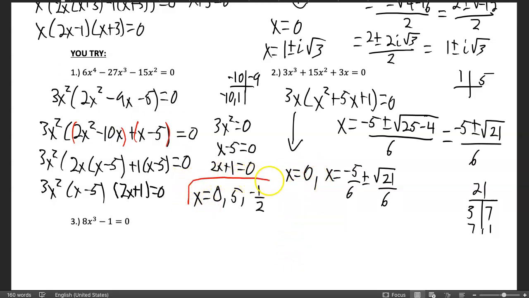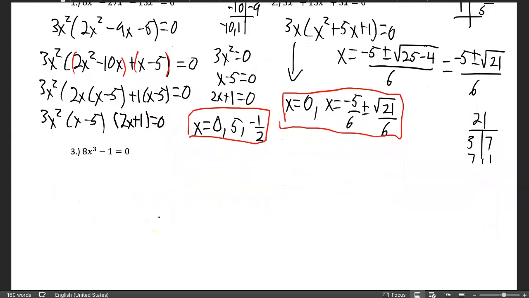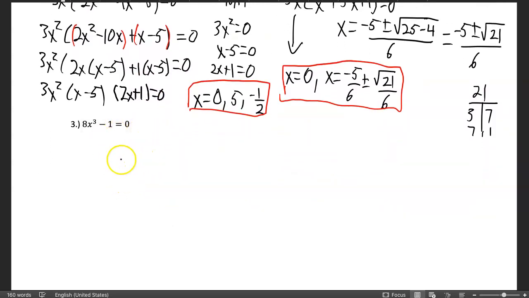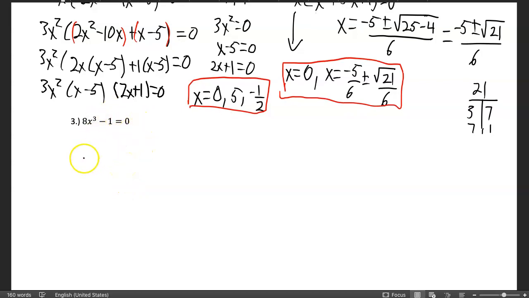So our solution for the first one, x is equal to 0, 5, and negative 1/2. Our solution for the second one, 0 and negative 5 over 6, plus or minus the square root of 21 over 6. Now this last one we have is a little bit tricky, so let's reduce this first so that we can figure this out.